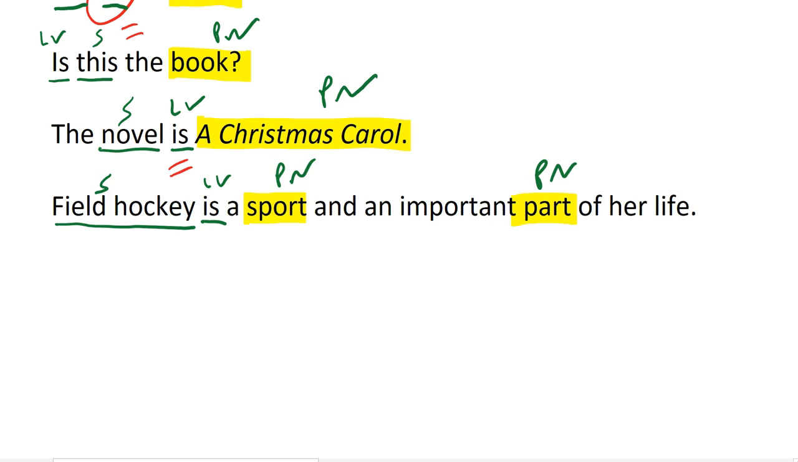You may be noticing that there is this word important. You don't want to include that here because that is just a good old-fashioned regular adjective, not a predicate adjective. Just an adjective that is describing the word part. Of course, we don't want to get anywhere near this. Of her life is a prep phrase, with of being the preposition and life being the object of the preposition.